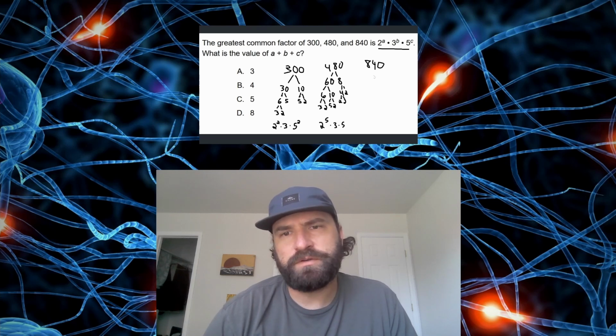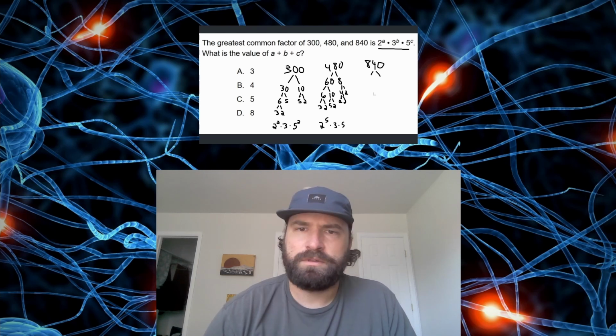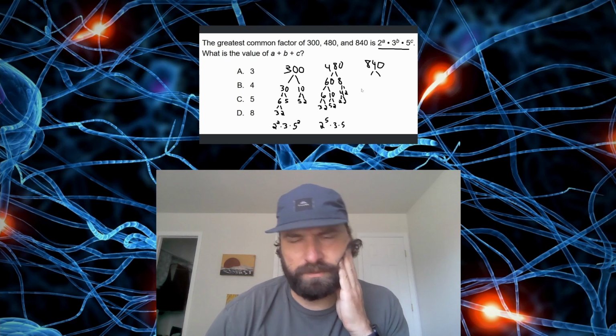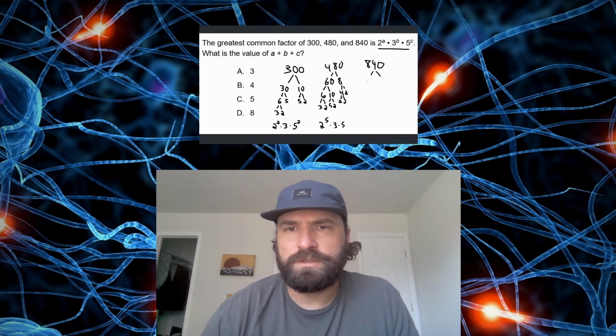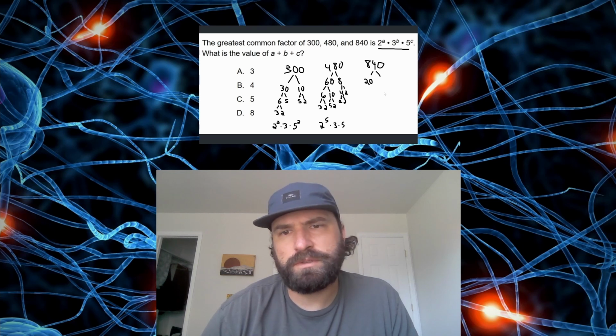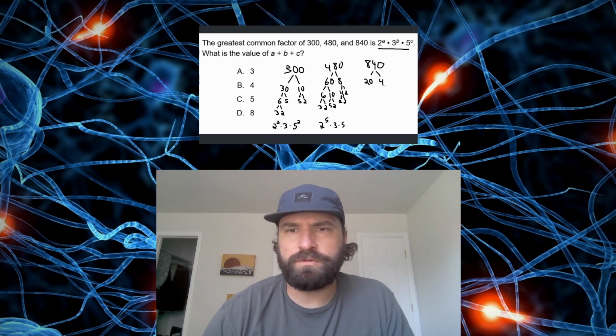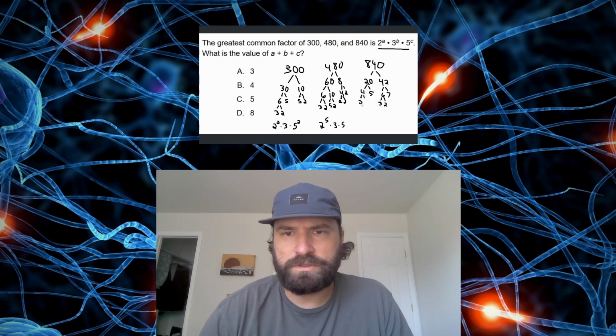840 is an interesting number. I think 7 goes into 840. So 840, what is that? I guess I'll just do 20. So 840 is 20 times 42, is that right? Yeah, 20 times 42 is 840. 42 is 6 times 7. 6 is just 3 times 2. 20 is 4 times 5. 4 is 2 times 2.